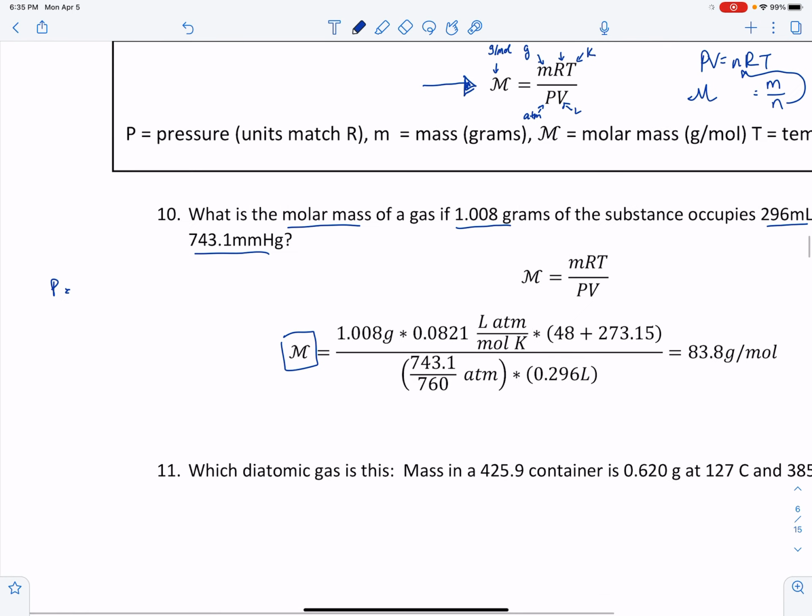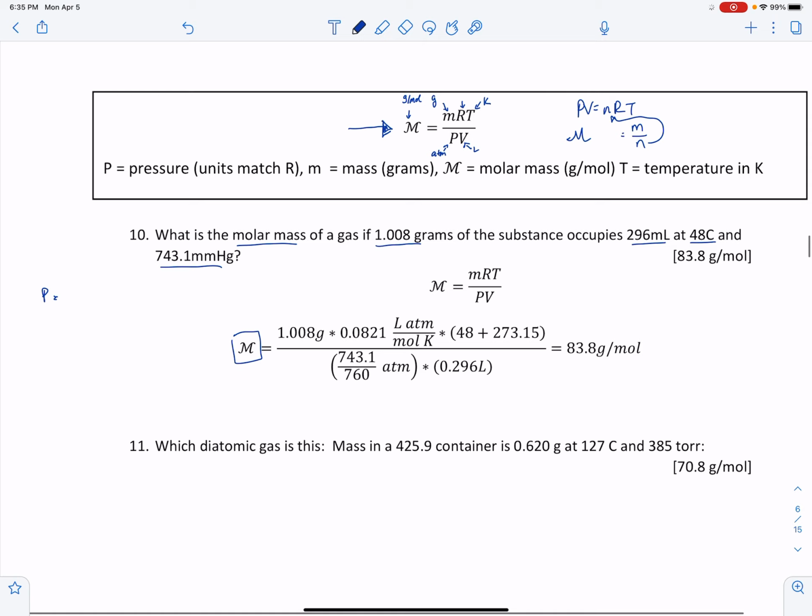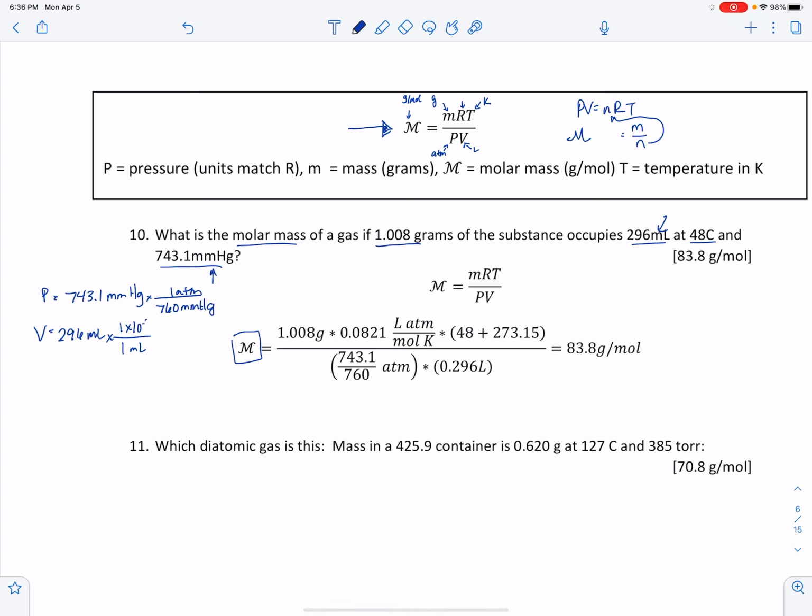So we'll make our little list off to the side. So P is, let's see, we're looking for the millimeters of mercury, 743.1 millimeters of mercury. And then again, I'm going to go ahead and just put my conversion in there so that I have it already written out and I don't forget to do it. V, and I'm going to look, there it is, 296 milliliters. And again, I'm going to write in my conversion. You can do 1,000 milliliters in 1 liter if you like, or you can do 1 times 10 to the minus third liters in 1 milliliter.